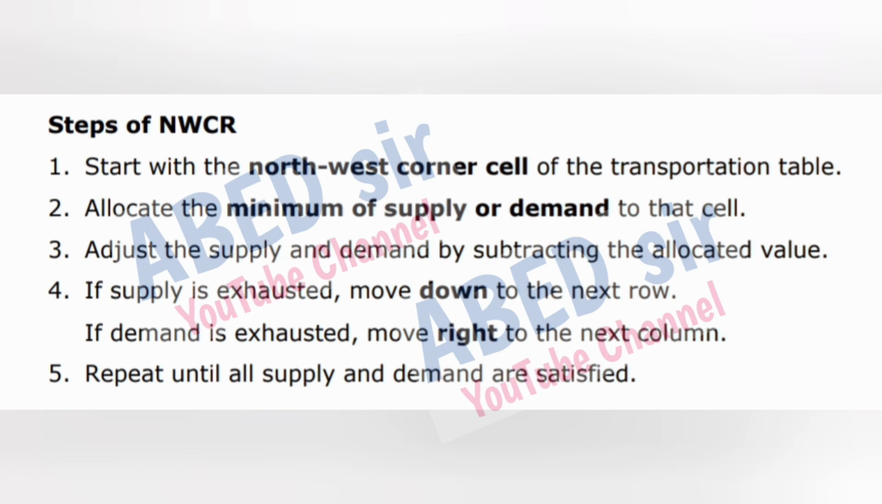Steps of NWCR. 1. Start with the northwest corner cell of the transportation table. 2. Allocate the minimum of supply or demand to that cell. 3. Adjust the supply and demand by subtracting the allocated value. 4. If supply is exhausted, move down to the next row. If demand is exhausted, move right to the next column. 5. Repeat until all supply and demand are satisfied.